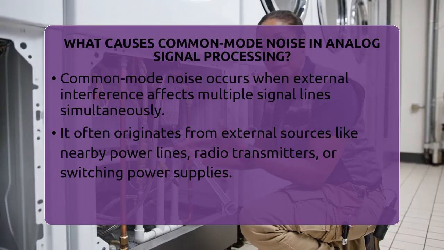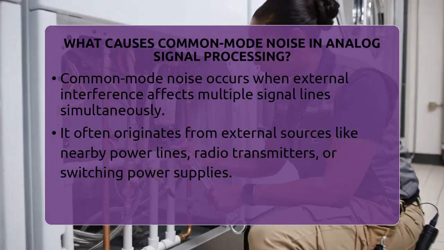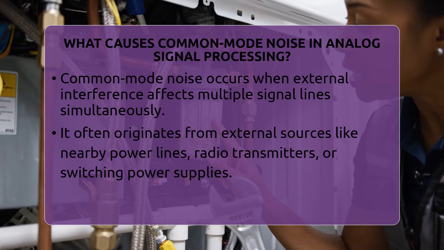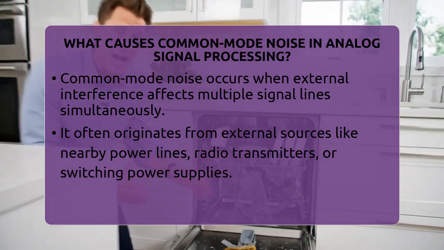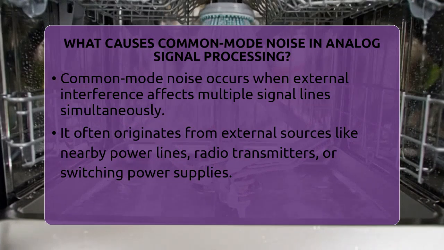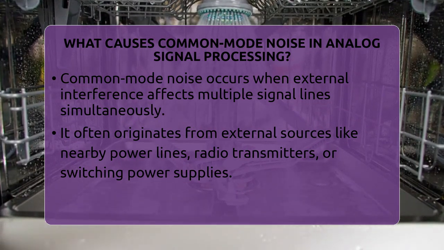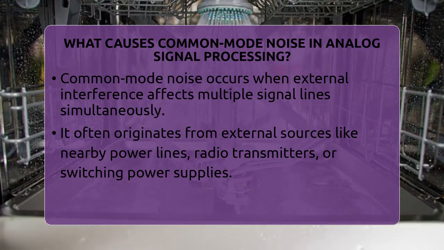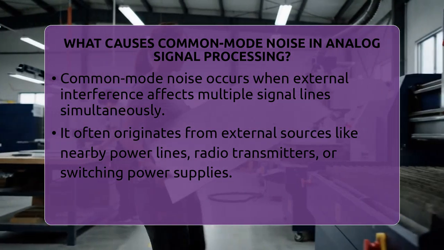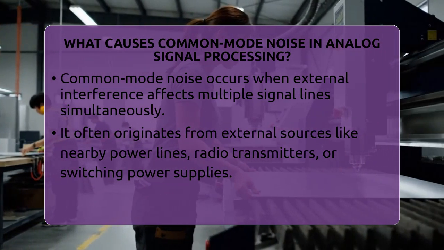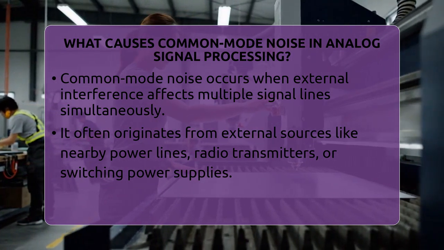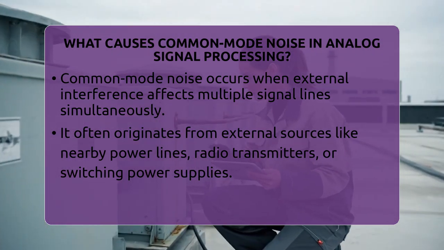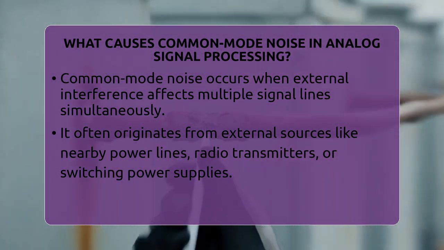What causes common mode noise in analog signal processing? Imagine you are trying to listen to a clear radio station, but suddenly you hear a hissing sound that affects both your headphones equally. That's similar to what happens with common mode noise in analog signal processing. It sneaks into your system from outside sources and affects multiple lines at once, making it hard to tell the real signal from the noise.